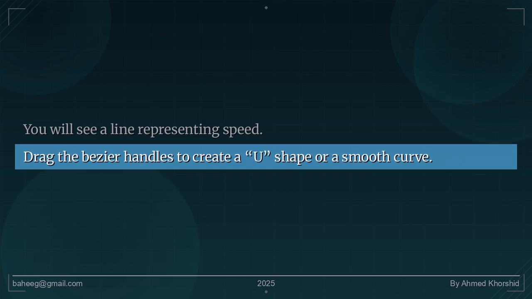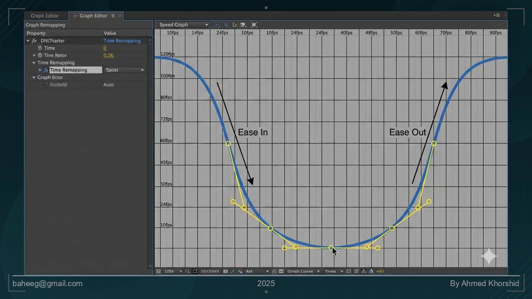Drag the Bezier handles to create a U shape or a smooth curve. Figure: a detailed diagram of the After Effects graph editor, specifically showing a speed graph curve for time remapping. The curve starts high (fast), dips low into a valley (slow motion), and rises back up (fast). Yellow Bezier handles are being manipulated to smooth the transition. The background grid represents frame rates per second, and annotations point to ease in and ease out points.